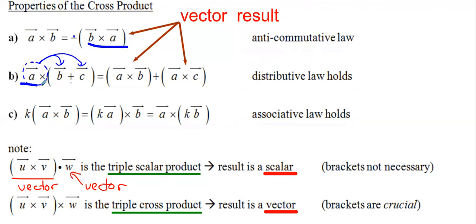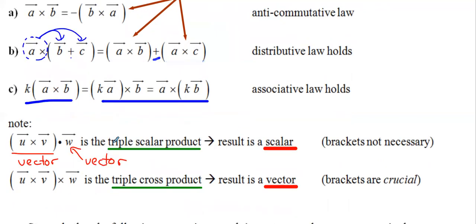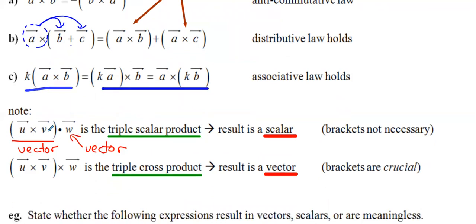When you cross A with the sum of two other vectors, it's equivalent to crossing A with the two vectors and then adding the result. So again, these are all vector results, okay? And then the scalar multiple one is also there for you to view. There is something called a triple scalar product where you involve the dot product, okay?